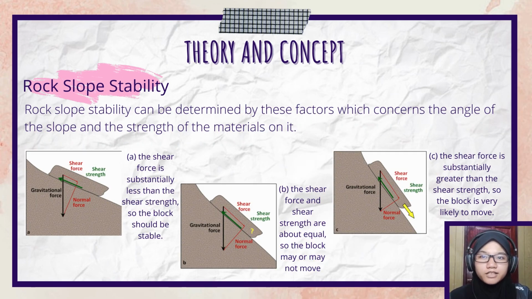Rock slope stability can be determined by factors concerning the angle of the slope and the strength of the material on it. As in the three figures below: for figure A, the shear force is substantially less than the shear strength, so the block should be stable. For figure B, the shear force and shear strength are about equal, so the block may or may not move. For figure C, the shear force is substantially greater than the shear strength, so the block is very likely to move.